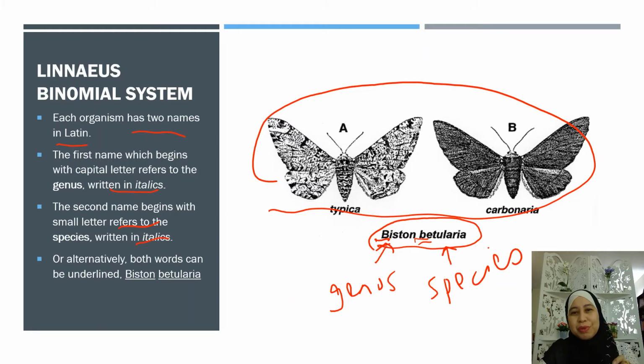If we don't want to write in italic, we can also write the scientific name of the organism with both words not in italic but underlined. But it is still the same. The first word will start with a capital letter. The second word will start with a small letter. So these A and B moths belong to the same species, that is Biston petularia. So the species is petularia.